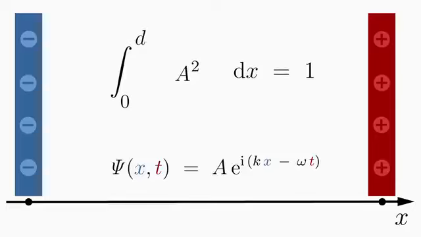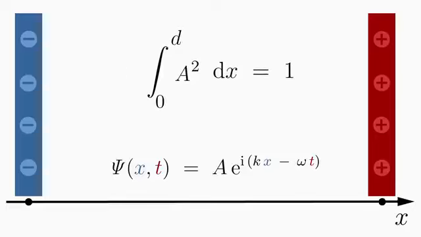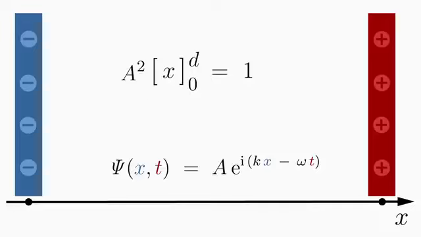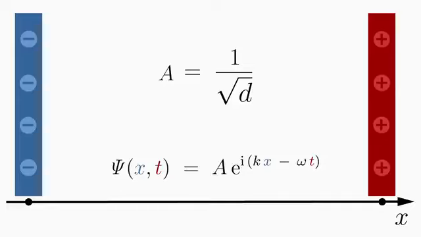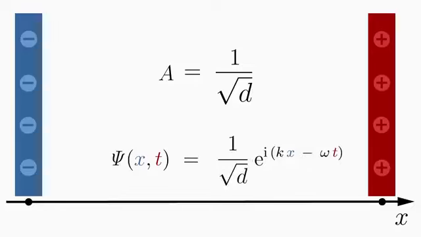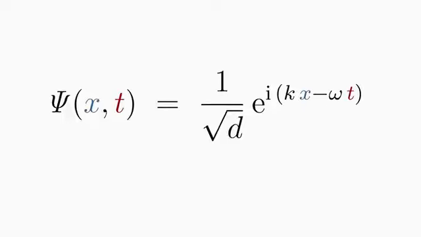Insert the squared magnitude into the normalization condition. The amplitude a is independent of x, so it is a constant and you can put it before the integral. Integrate. Insert the integration limits, rearrange for amplitude, and you get 1 over the square root of d as amplitude. In this way, you normalize the wave function and determine the amplitude for a given problem.